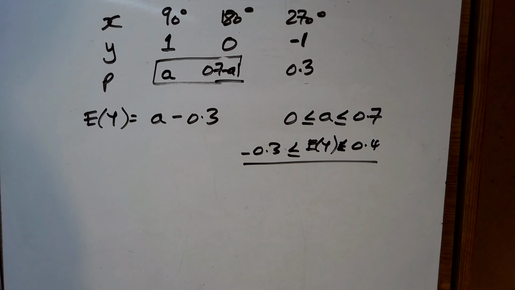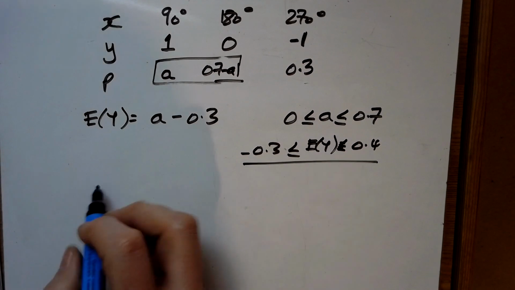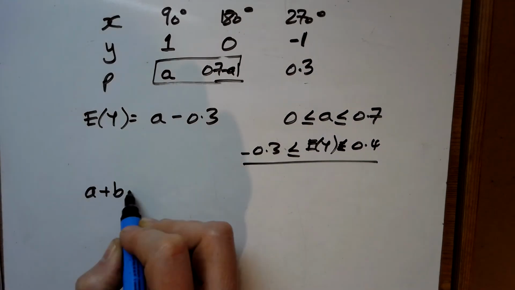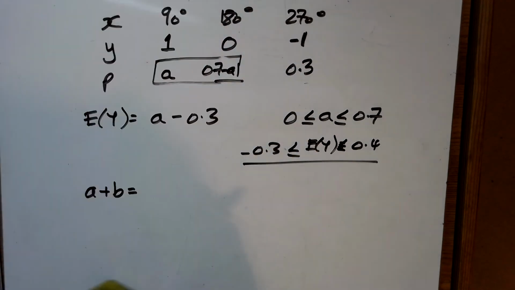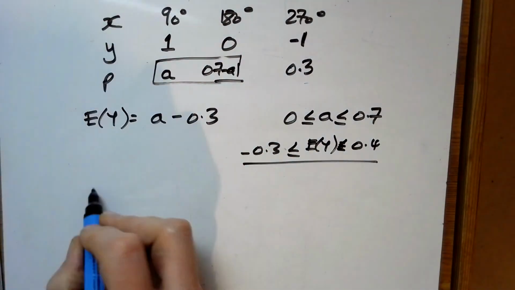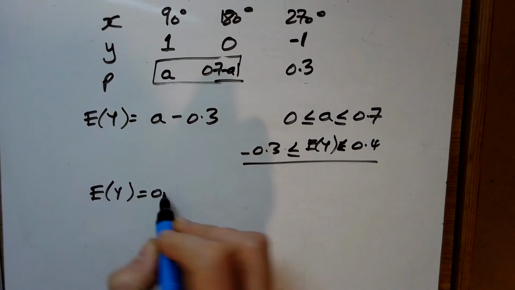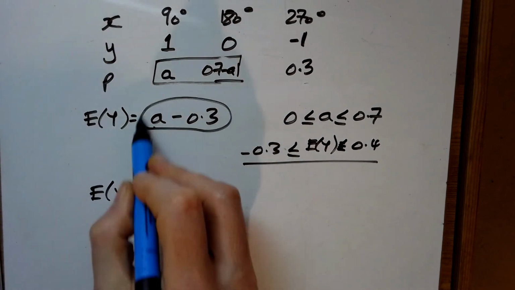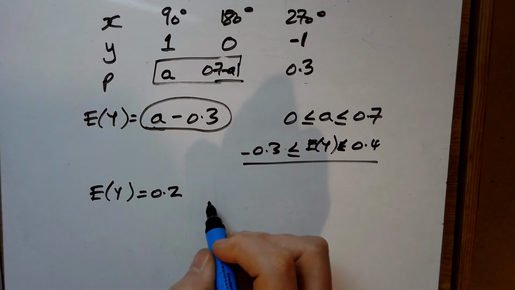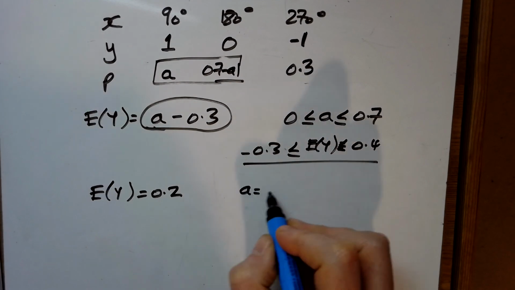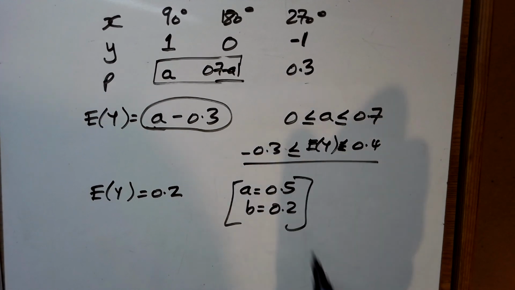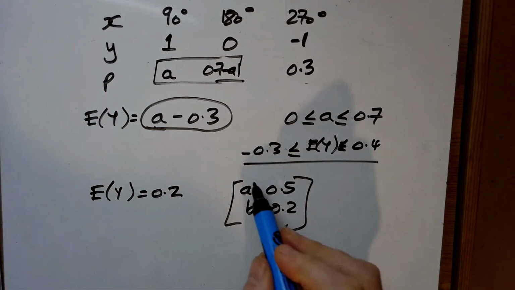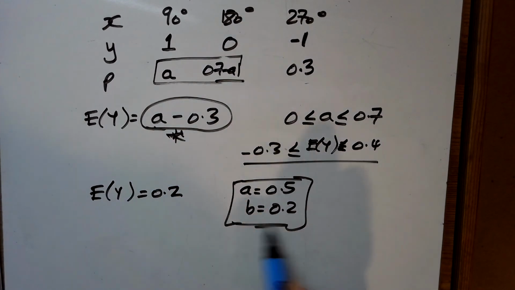I don't know. But in the end, you're told that the expected value of y is equal to 0.2. So we've got our normal simultaneous equations, I guess, haven't we? We've just got a plus b is equal to 0.7. But why bother? If the expected value of y is equal to 0.2, we've just written down that a minus 0.3 is equal to the expected value of y, so that means a must be 0.5 and b must be 0.2. We don't need to do it all from the beginning, do we? We can just see it from that thing there. There's the answer.